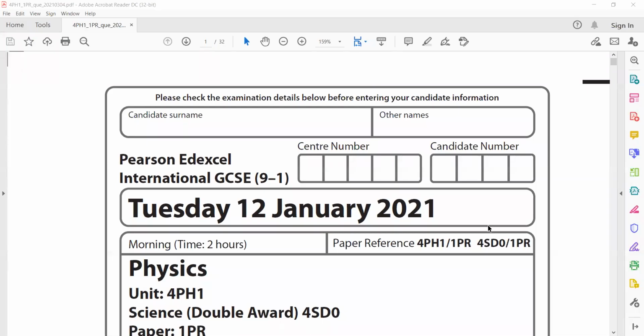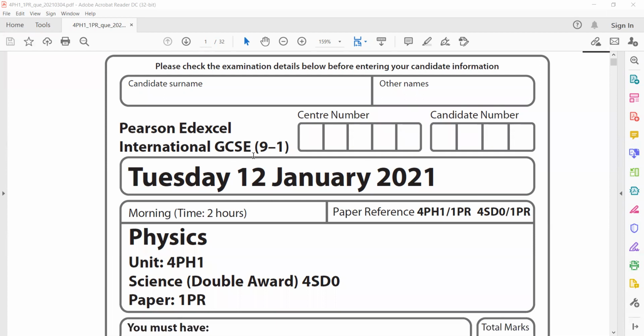Good evening, everyone. This is the January 2021 paper 1PR for the unit WPH 1.